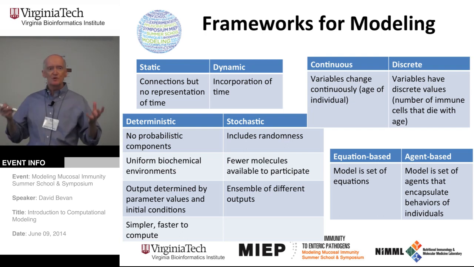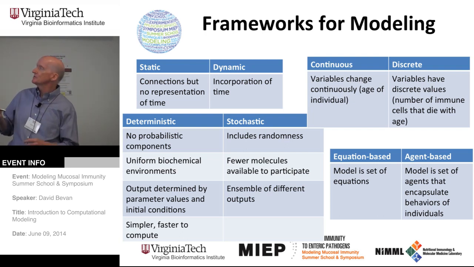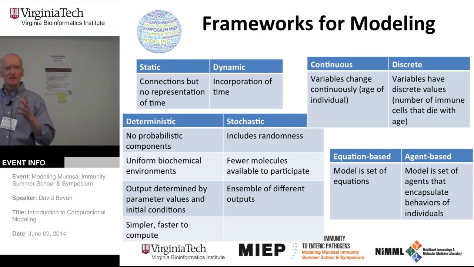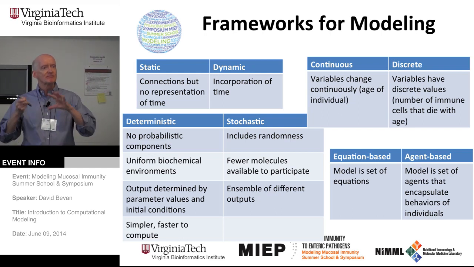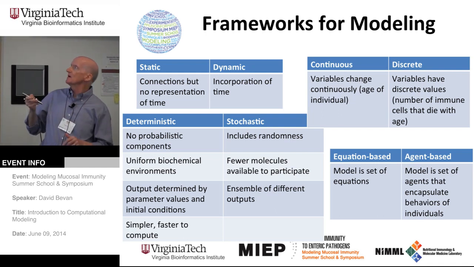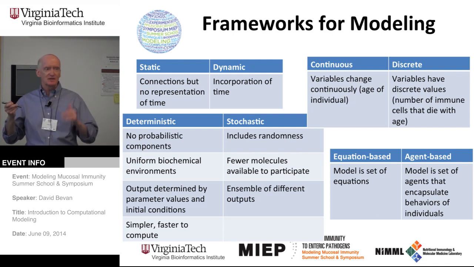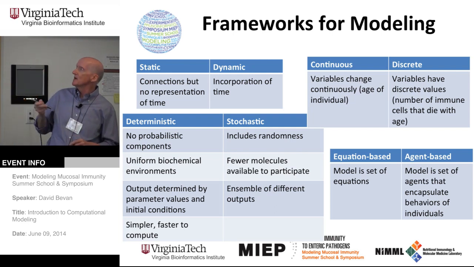And that's really the case where you have all the kinetic parameters, a lot of them, put together. But what I've got here is a little bit of ways to think about these to distinguish one from the other. What kind of model is this? So if it's static, you've got the connections, but you don't really represent time in anything. So the dynamic, as the name suggests, incorporates time.